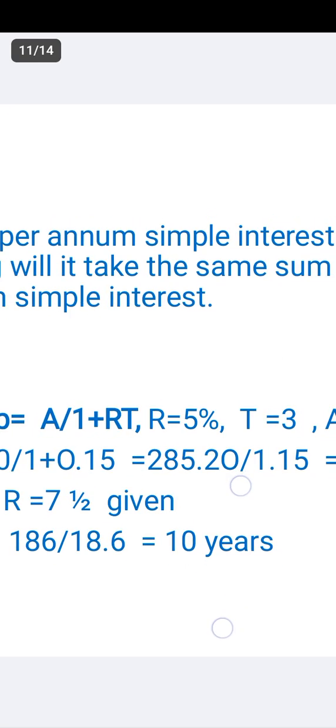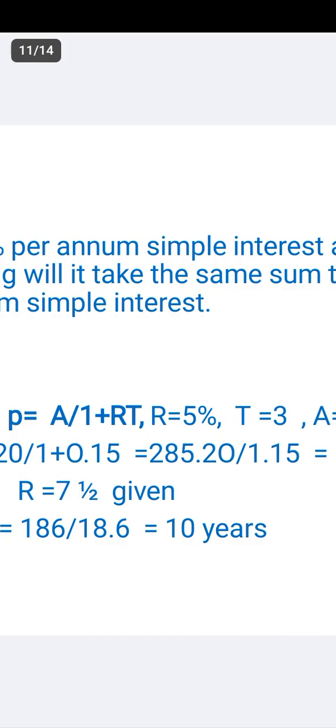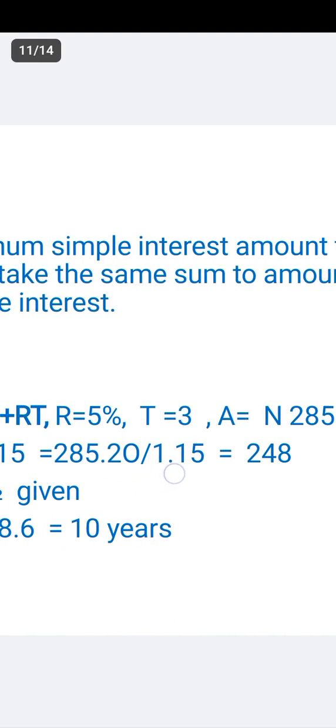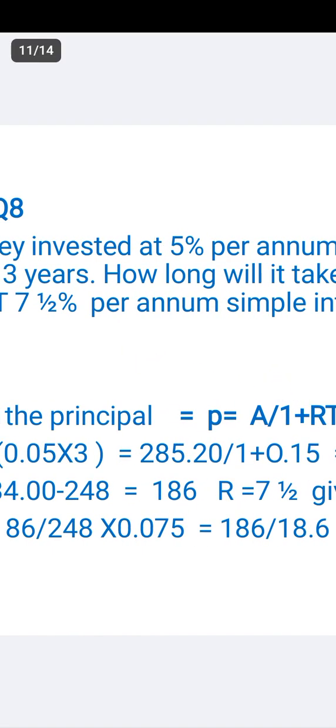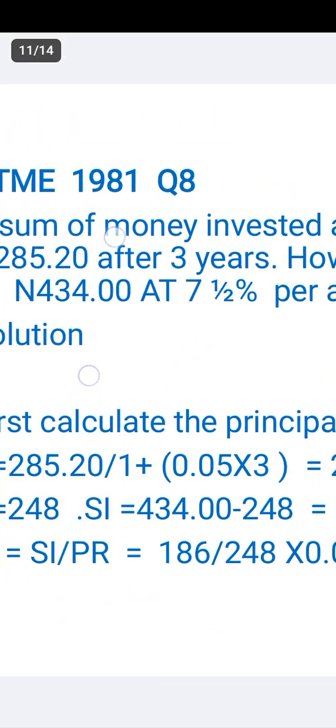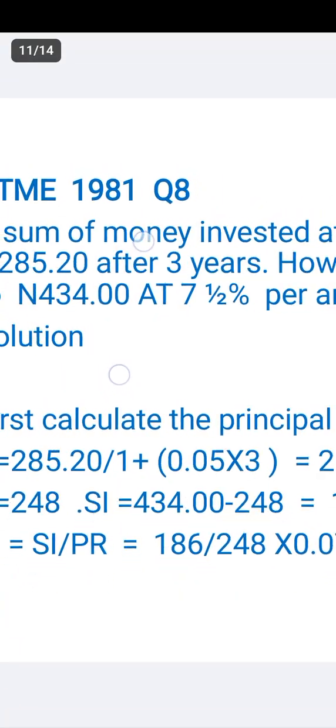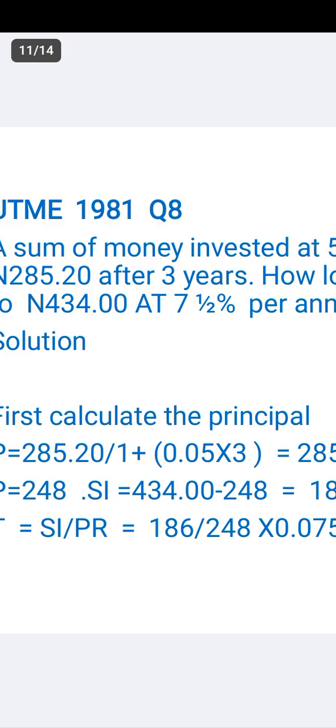So it takes 10 years for 248, which is the principal, to get to 434 at 7.5%. Is that clear? Okay, let's go.